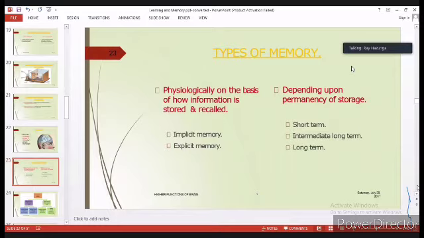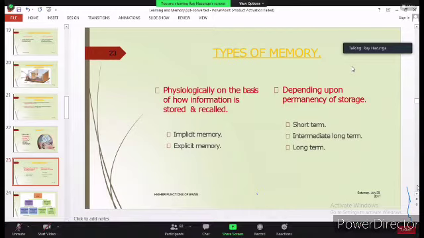On the physiological basis of how the information was acquired, stored or recorded, there's implicit memory and explicit memory. Implicit memory, you don't need to be conscious. You do things unconsciously. But explicit memory, you need to be conscious to be able to recall and do those things. That's what it means. But we'll look at the details further to make it a bit simpler. And then depending on, sorry, let me remove these.